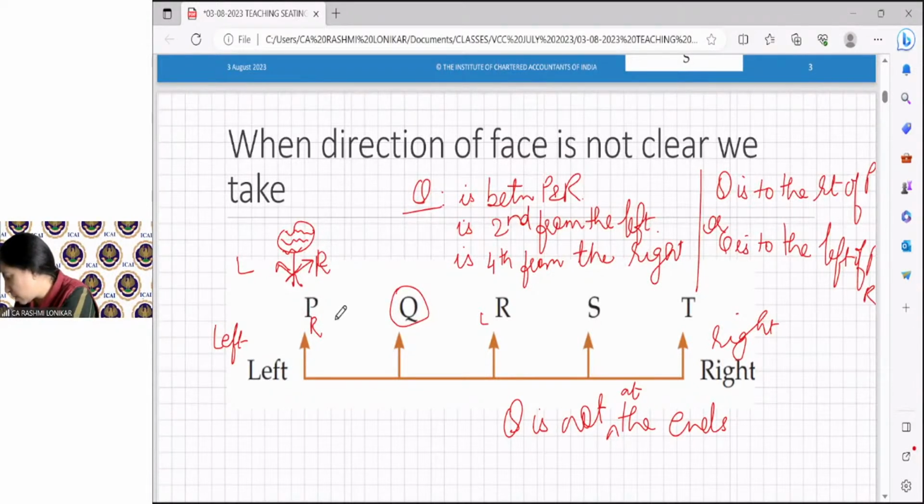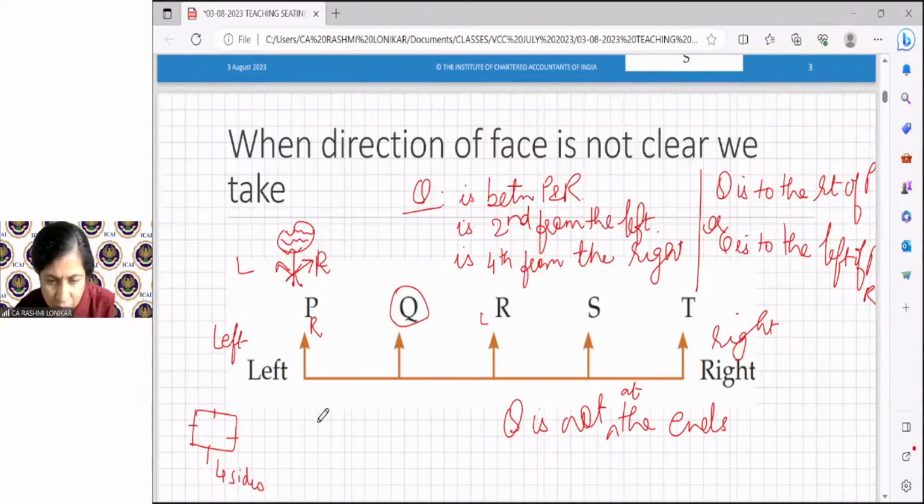What is a polygon? You remember in school you did this. How many sides does this have? 1, 2, 3, and 4. So this is 4 sides. This is 1, 2, 3, 4, 5. So this is a pentagon.